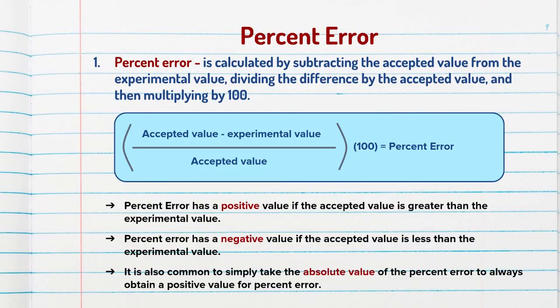It is also very common to simply just take the absolute value of the percent error to always obtain a positive value of the percent. Like I said, you can just drop the negative sign when you answer the question. It's not going to bug me.